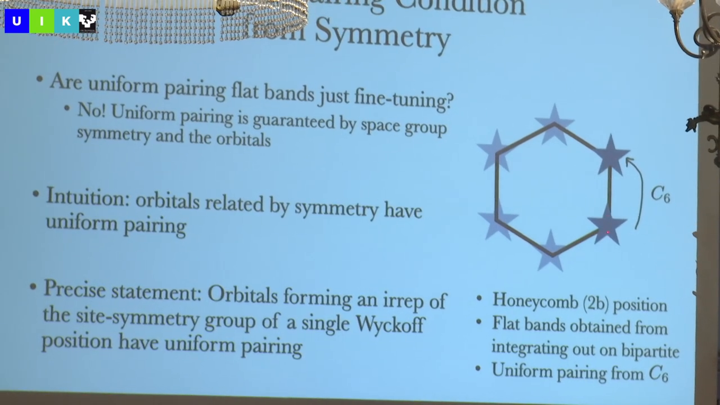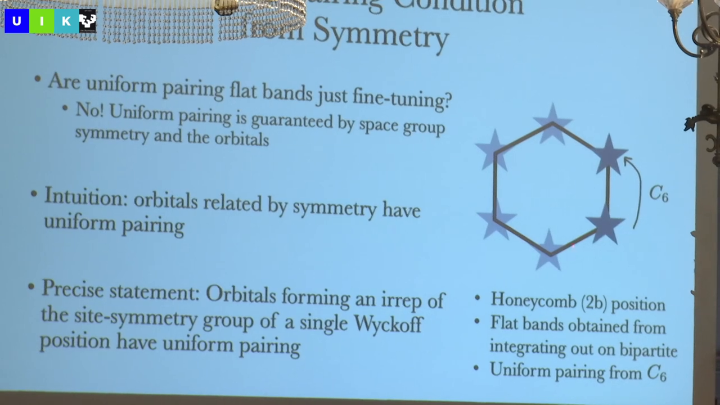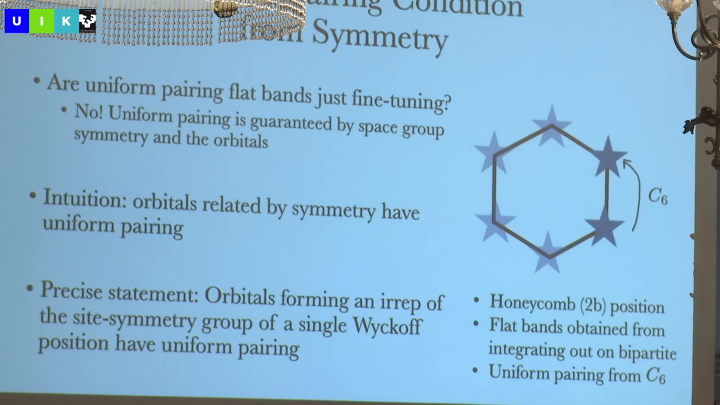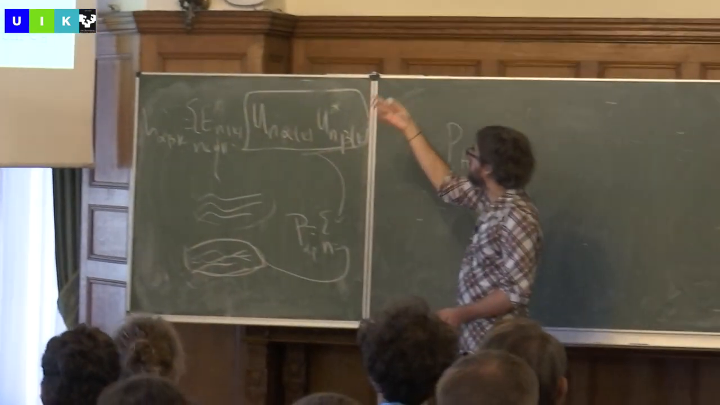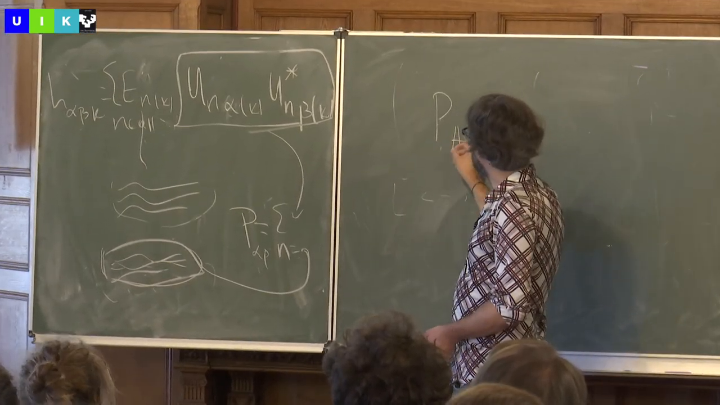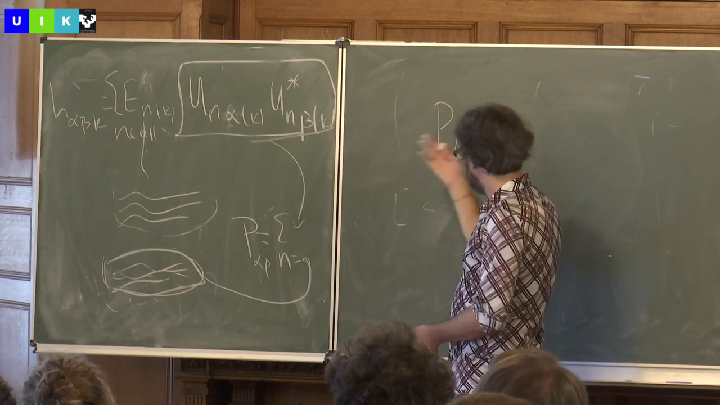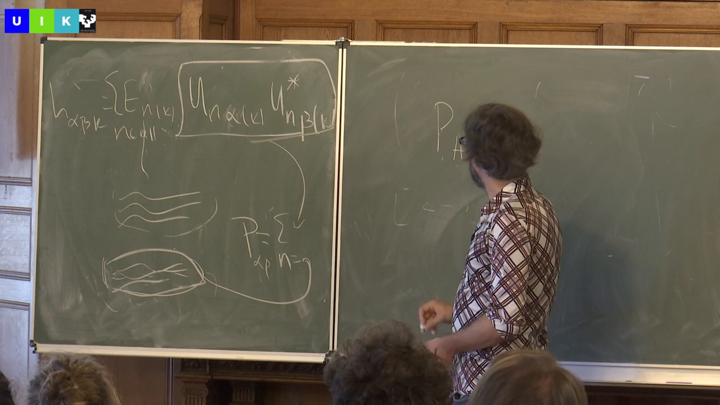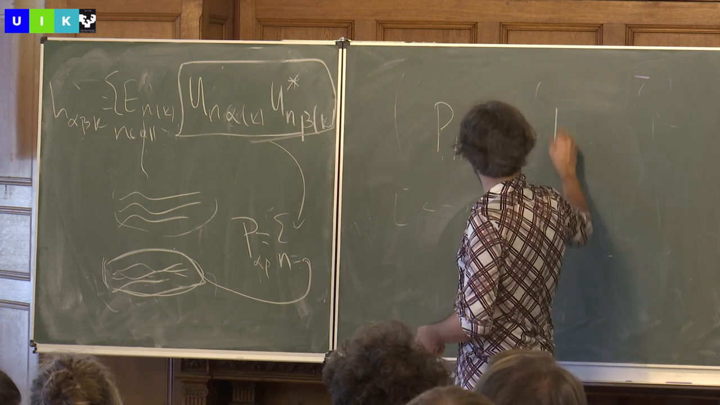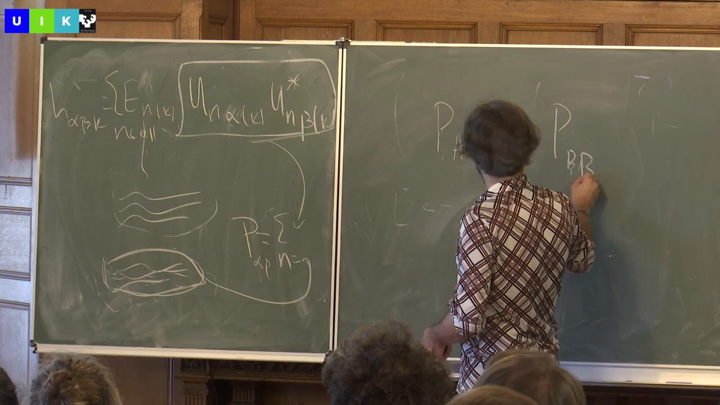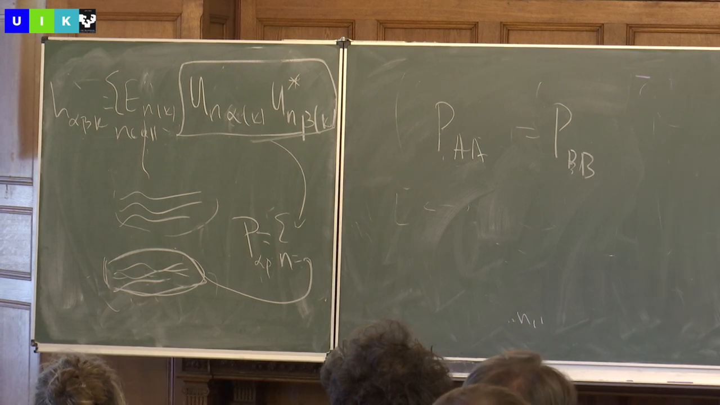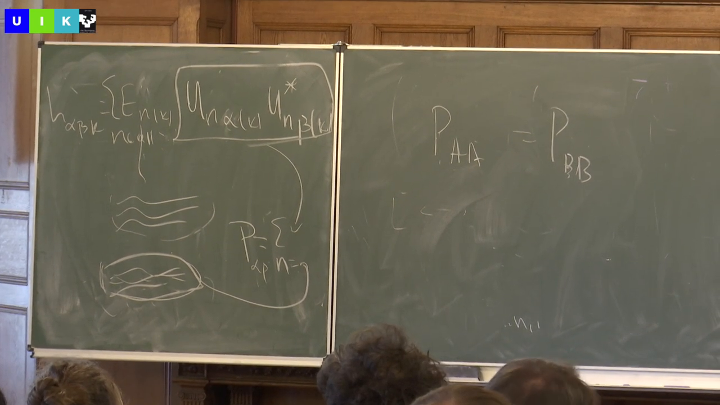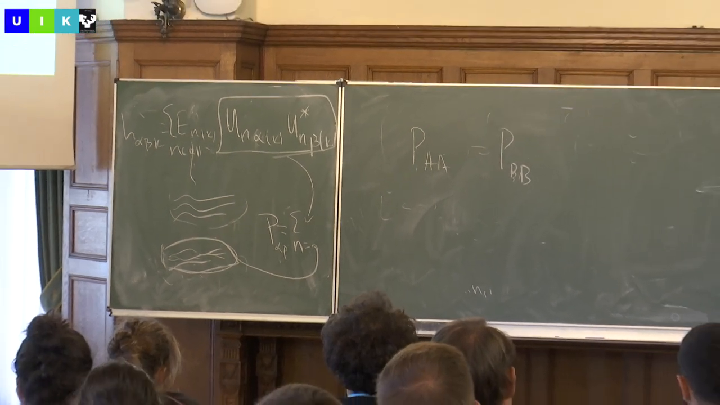two sites per unit cell, each with spin up and down, with no spin orbit coupling, then P_AA, the projection to any set of bands, is going to have four bands. Projection to any two bands, or four bands, which you can gap, on the A sublattice is equal to the projection to BB. Why? Because there's a C6 symmetry that relates them. So this uniform pairing condition, in a lot of cases, can just be imposed, it comes for free from symmetry. So it's not as restrictive as you might think.